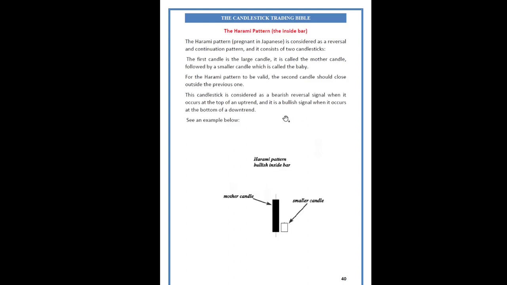So next we have the Harami pattern, and this basically means pregnant in Japanese, so blessings definitely. It's a reversal or continuation pattern, and it consists of two candlesticks. The first candle is the large candle, and that's the mother candle. And clearly from the name, the mother candle will be consuming the baby candle, which is the candle next to it. So this candle is considered a bearish reversal signal when it occurs at the top of an uptrend, and bullish when it occurs at the bottom of a downtrend.